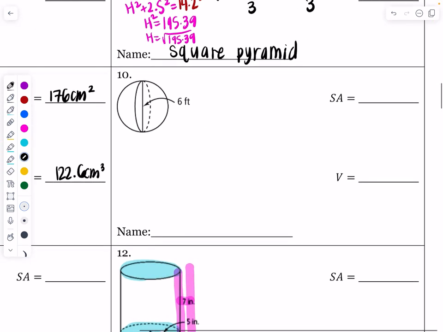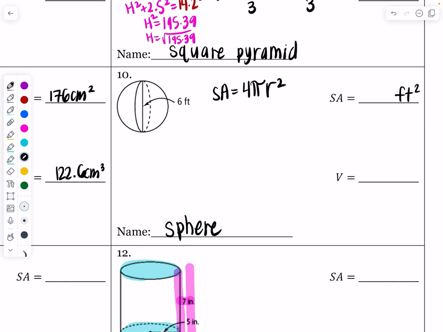All right, what is this next shape? Well, it looks like a ball, and so this is going to be a sphere. What is our formula for the surface area of a sphere? Our formula for the surface area of a sphere is 4 pi r squared. Of course, my units are going to be feet squared for surface area and then feet cubed for volume. We know that this should be left in terms of pi simply because it has a pi in the formula, and it says that in our directions.